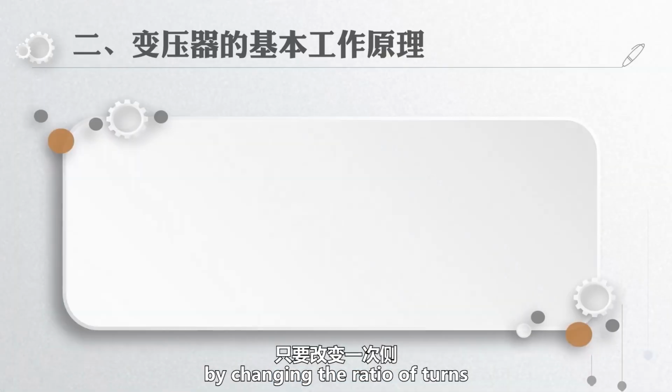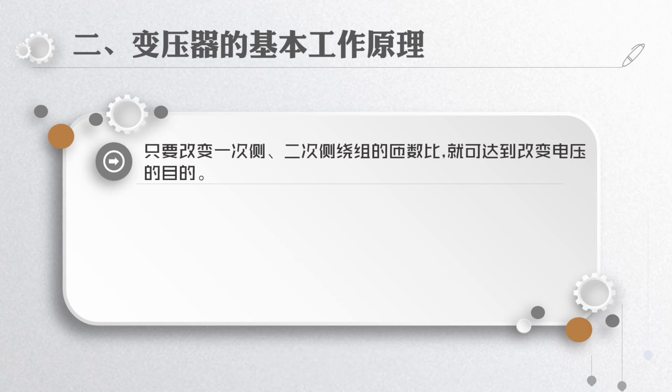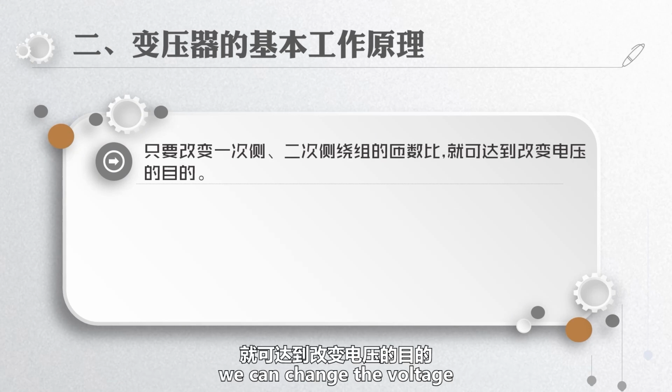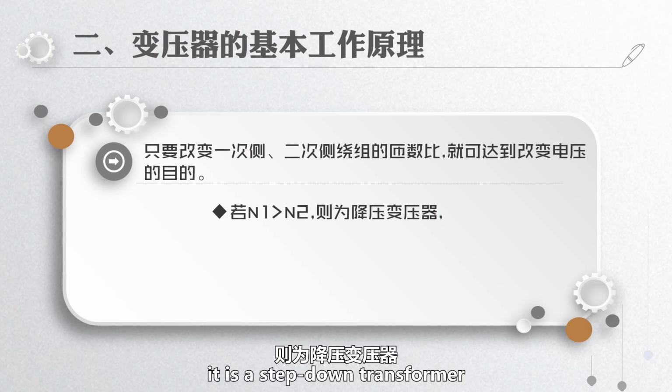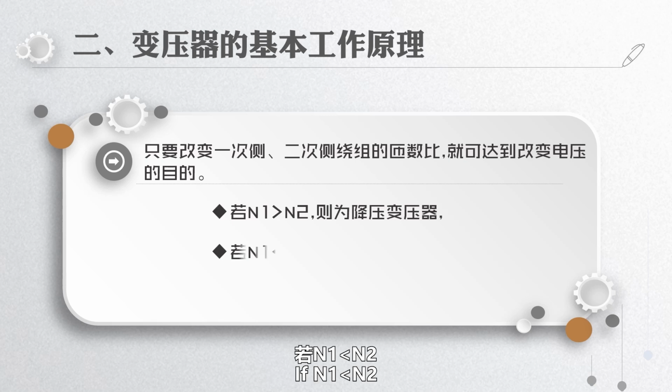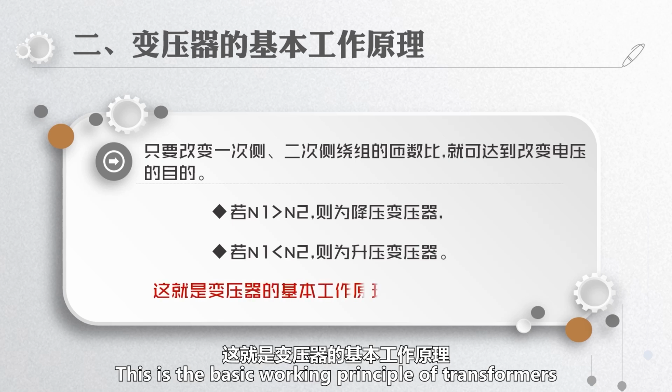Therefore, by changing the ratio of turns between the primary and secondary windings, we can change the voltage. If N1 is bigger than N2, it is a step-down transformer. If N1 is smaller than N2, it is a step-up transformer. This is the basic working principle of transformers.